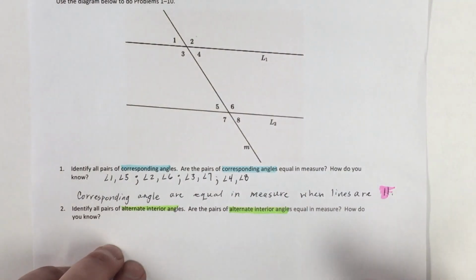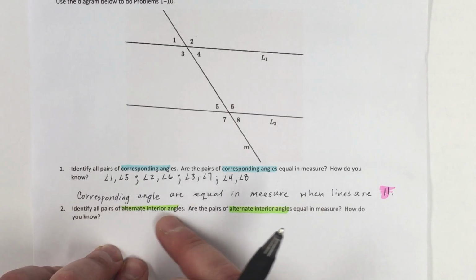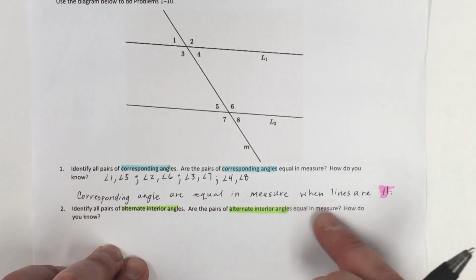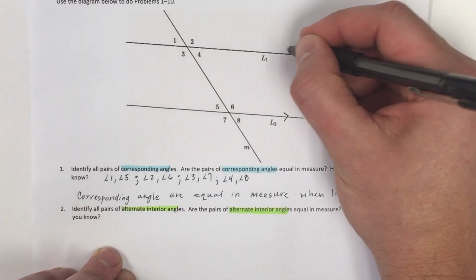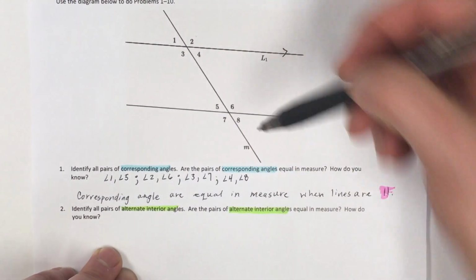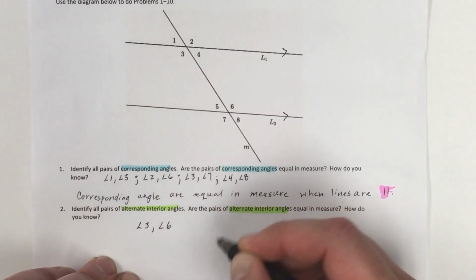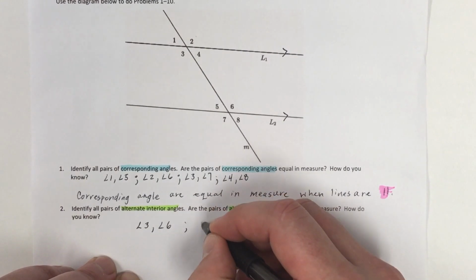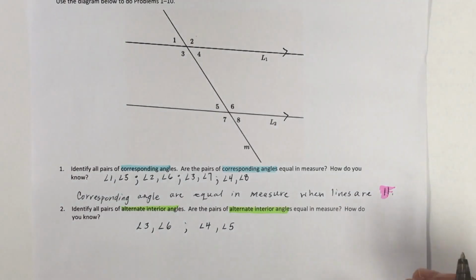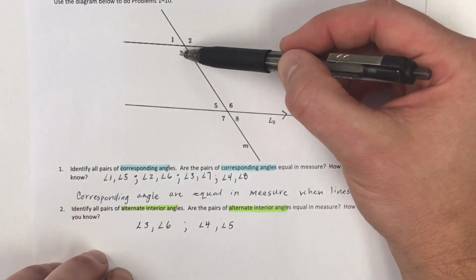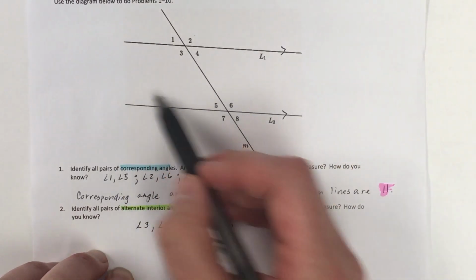And then start again. Okay, in this situation, identify all pairs of alternate interior angles. Are the pairs of alternate interior angles equal in measure, and how do you know? Okay, and again, the assumption is that these lines are parallel and they're cut by the transversal M. So alternate interior angles, angles 3 and 6 are a pair of alternate interior angles, and angle 4 and angle 5 are alternate interior angles. So if I've given those as examples, I might want to go look to see where they are. And what I notice is 3 and 5 and 4 and 6 kind of lie inside of the parallel lines.